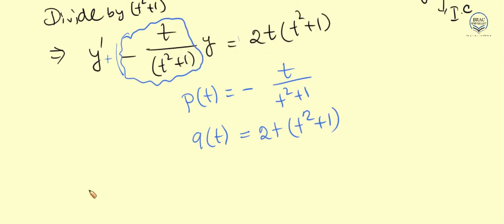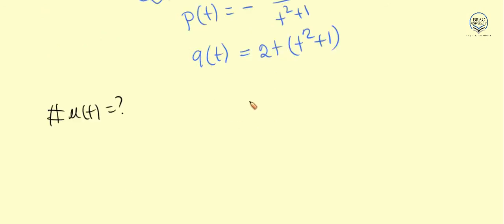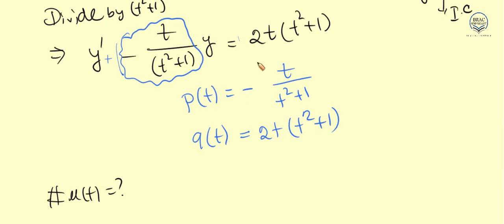So now what we want to do, we have identified our p's and q's. Now we want to identify our mu function, that is mu of t. This is the second step. The first step is to reduce the equation into the standard form. Once it's in the standard form, then you want to go and hunt for mu of t.